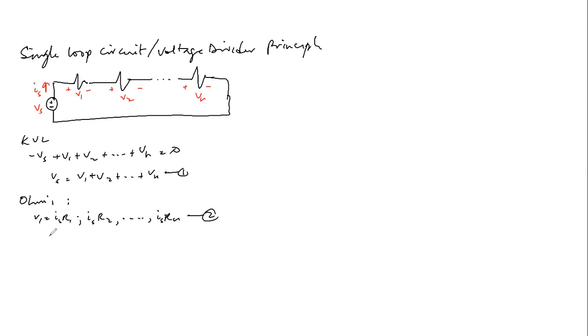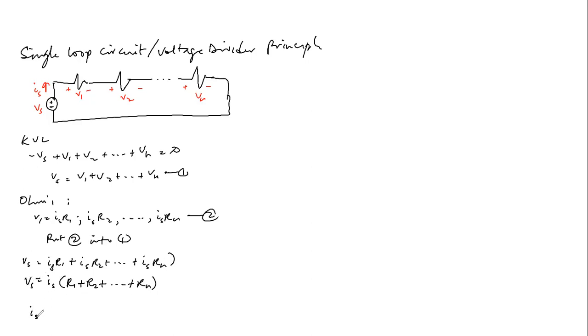So if we put 2 into 1, then what we get is Vs is equal to Is R1 plus Is R2 all the way to Is Rn. And Is is common, so Is into the bracket R1 plus R2 plus all the way to Rn. And from this, we know that Is will now be the same as Vs over R1 plus R2 plus all the way to Rn.